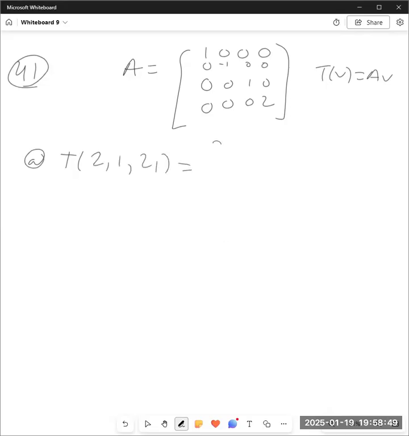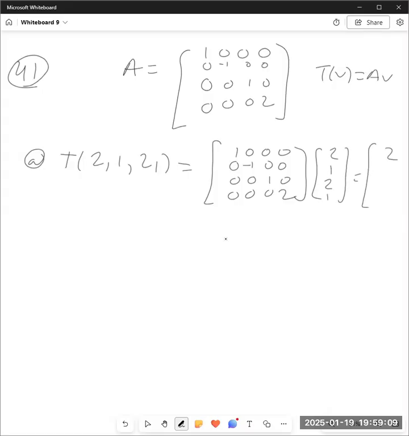So that's going to be 1, 0, 0, 0, 0, negative 1, 0, 0, 0, 0, 1, 0, 0, 0, 0, 2 times 2, 1, 2, 1. It's going to be equal to 2, negative 1, 2, 2.